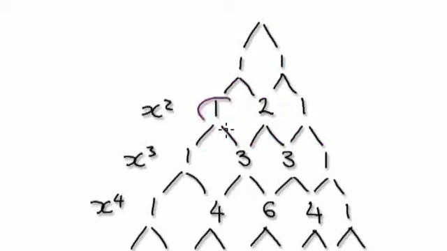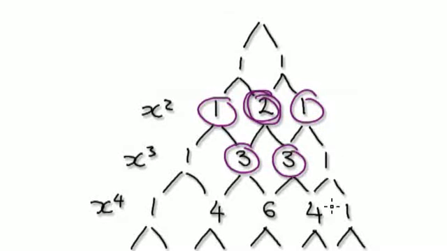And then if you look at this here, this plus this here will give you a 3. And then if you look at the gap in the middle, this plus this here will be a 3, and so on.